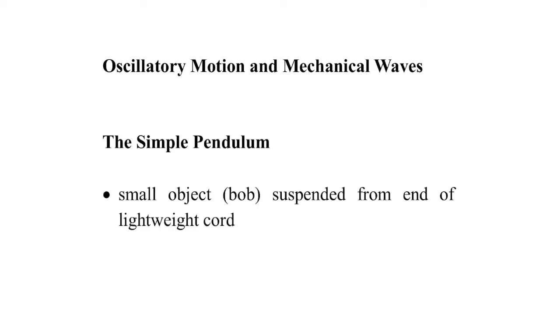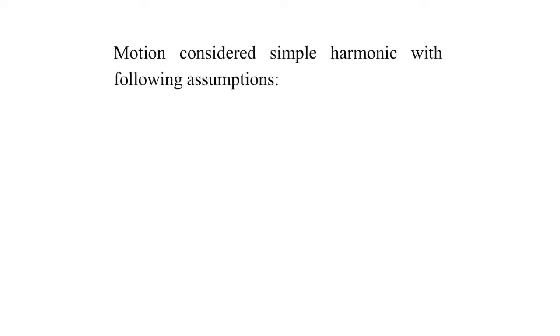We call that small object on the end of the string a bob, and it's suspended from the end of a lightweight cord, so the mass of the cord doesn't affect the way that the bob is going back and forth and back and forth. So this is considered to be simple harmonic motion.